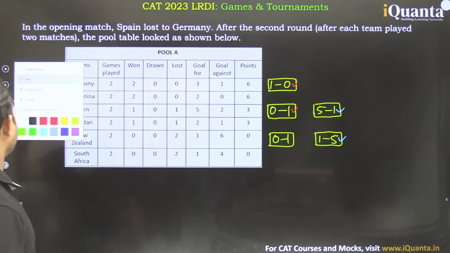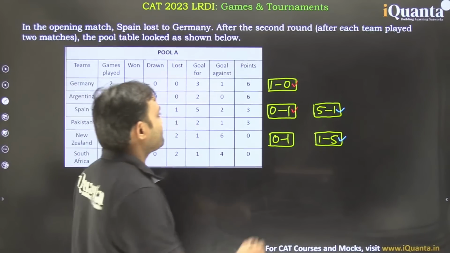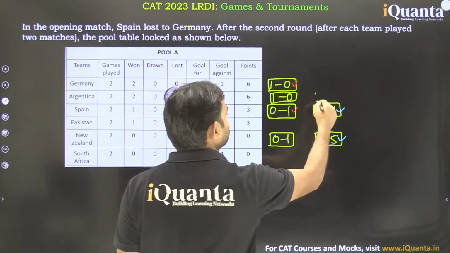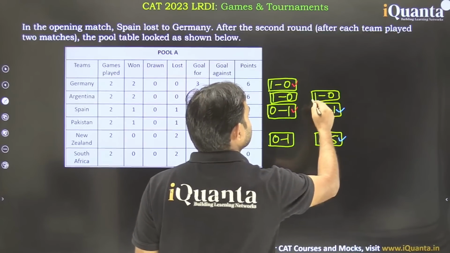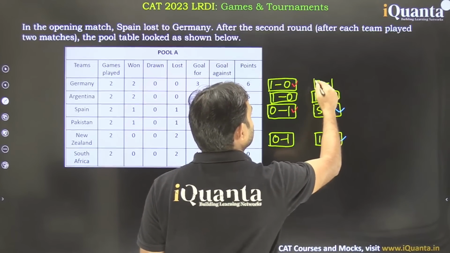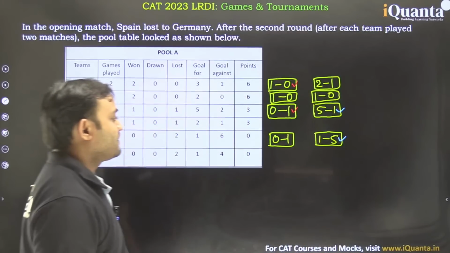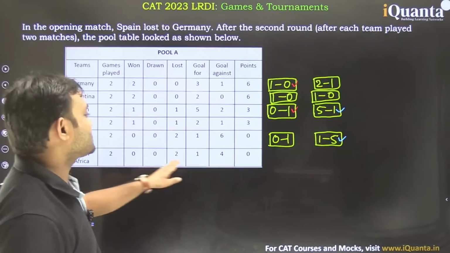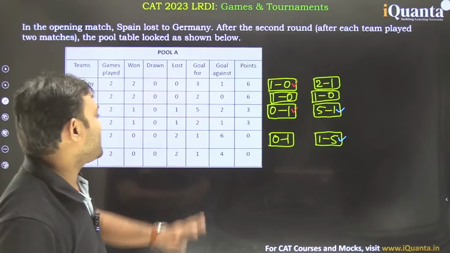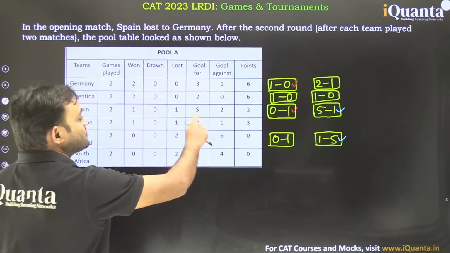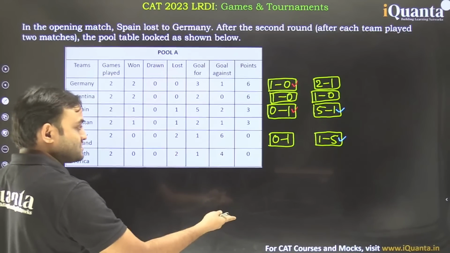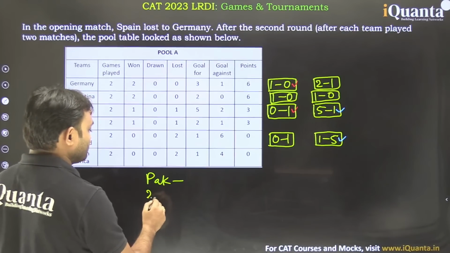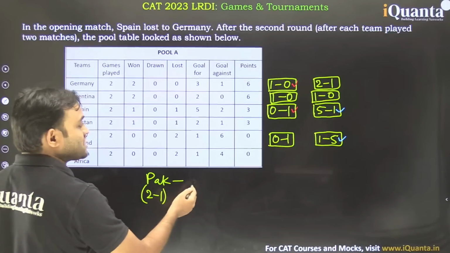Now we also know that Argentina must have won both of their matches by 1-0, 1-0, and Germany must have won the second match by 2-1. Now, we already know about New Zealand. In the case of South Africa and Pakistan, Pakistan has one win and one loss. Pakistan, okay, total is 2-1. Pakistan won one match and lost the other match.